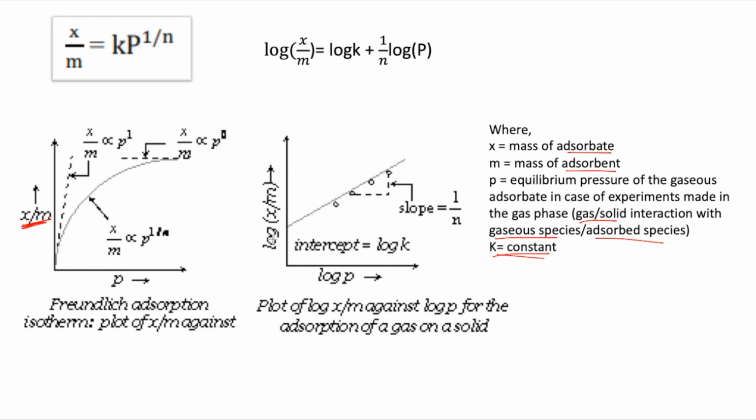You can also plot the graph for log(x/m) versus log P. In that case, you will get a straight line. The slope of that straight line will be 1/n. You can simply look at this equation. This is being plotted on the y-axis, this on the x-axis. So the slope of this is going to be this, right? You know that y = mx + c, and the intercept will be log k. So this intercept will be log k, and the slope is going to be 1/n.